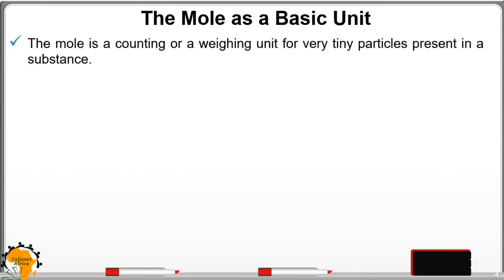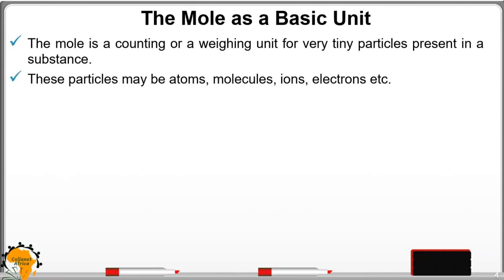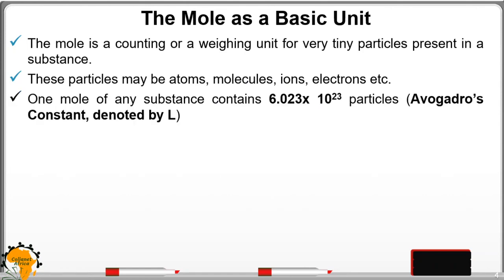So what is a mole? It is defined as a counting or weighing unit for very tiny particles present in a substance. These particles may be atoms, molecules, ions or electrons, or even other subatomic particles. 1 mole of any substance contains 6.023 times 10 to the power 23 particles, and this number is referred to as Avogadro's constant, denoted by capital L.